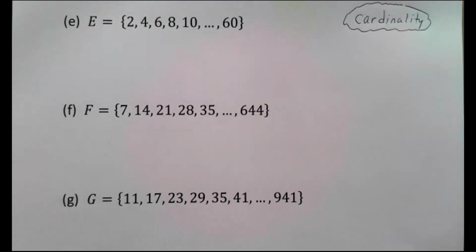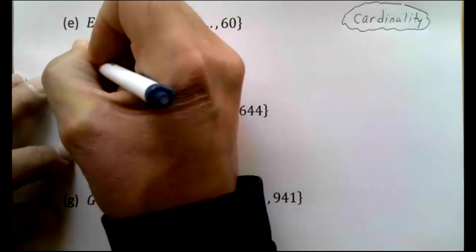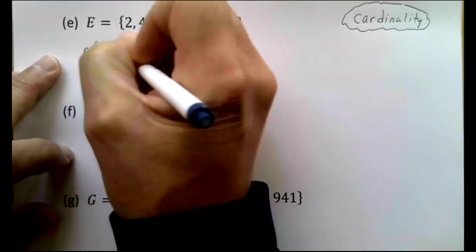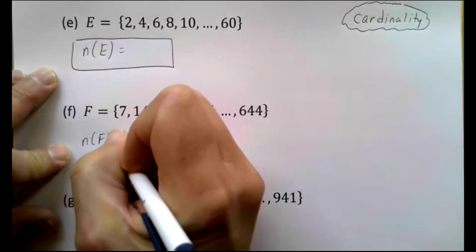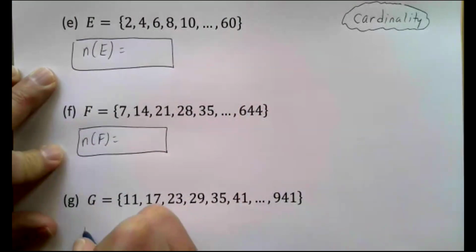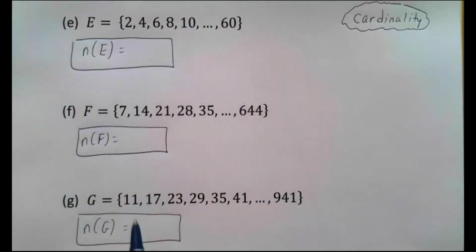Try to pause the video and go do these 3 problems. Remember, your answer is a number. Your answer is going to look like this. The number of elements in set E equals what? The number of elements in set F equals what? The number of elements in set G equals what? That's what we mean by cardinality. Your answer is going to be a number. Are there 5 elements? Are there 50 elements? Are there 100 elements? Are there 80 elements? How many elements are inside each set? Go ahead and try these and then unpause and come back and we can talk about them.